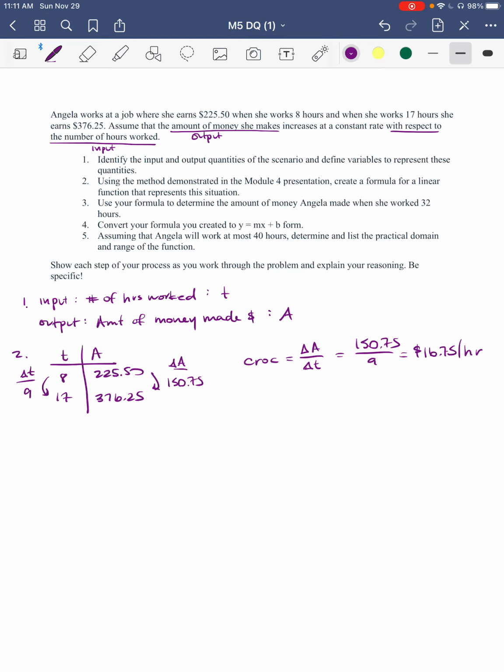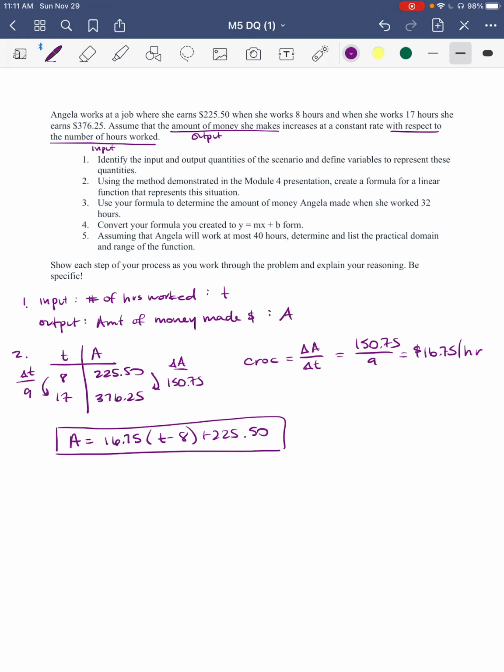And so then I just need to pick one of my 2 points to be my reference point. I'll just pick the first one because it's there first. And so then I'm going to use my general form of a linear function like was presented in Module 3 and 4. And this is going to be my formula.